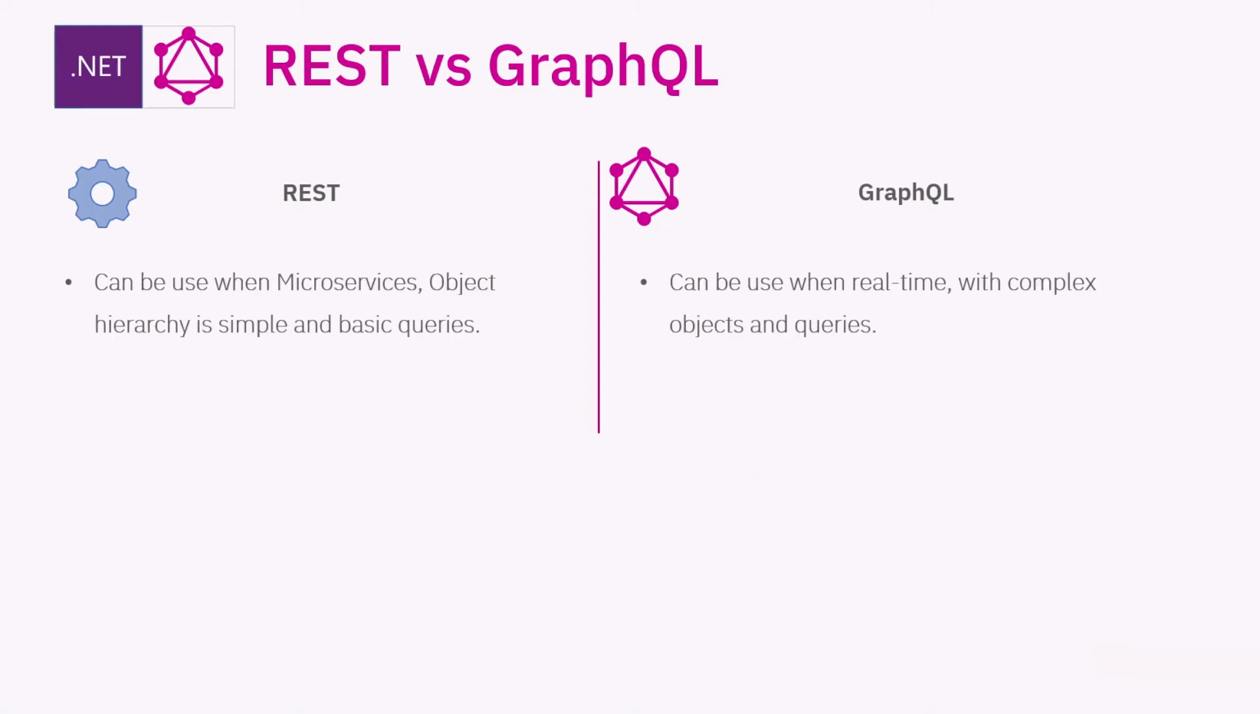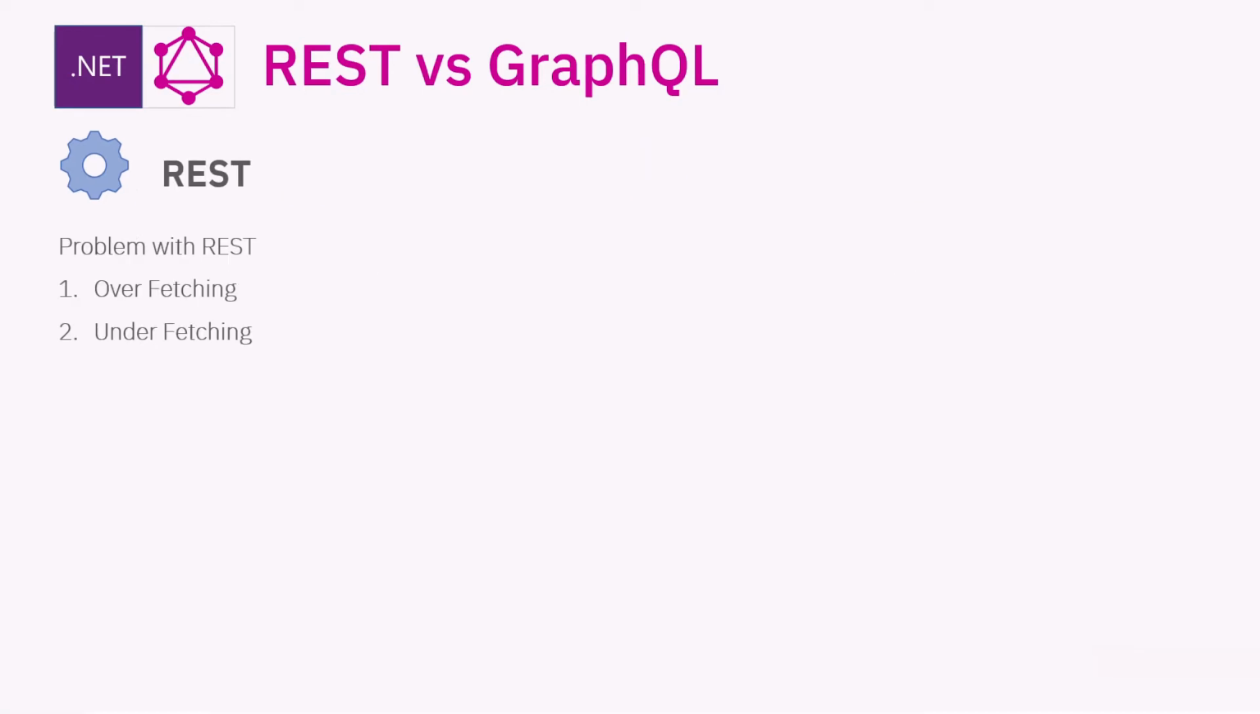request body. So REST can be used with microservices, where the object hierarchy is simple and the queries are basic. But GraphQL is real time. It can be used with complex objects and queries. Why? Because we need good performance. Now let's see what the problems with a REST API are. There are two main problems. One is overfetching, another is underfetching.